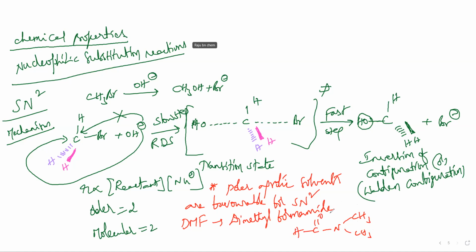So this is dimethyl formamide. One more example is DMSO, dimethyl sulfoxide. That is what we call DMSO, dimethyl sulfoxide.